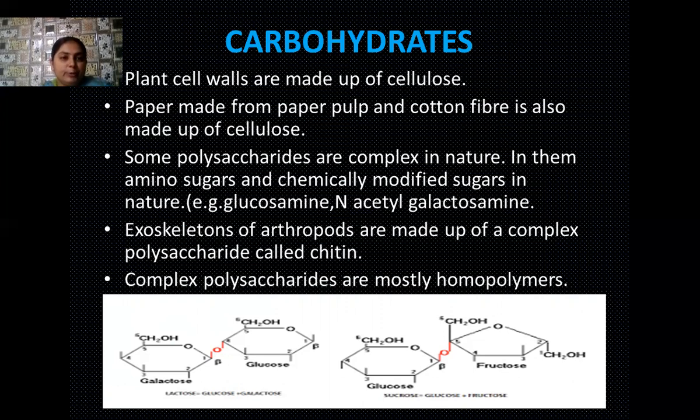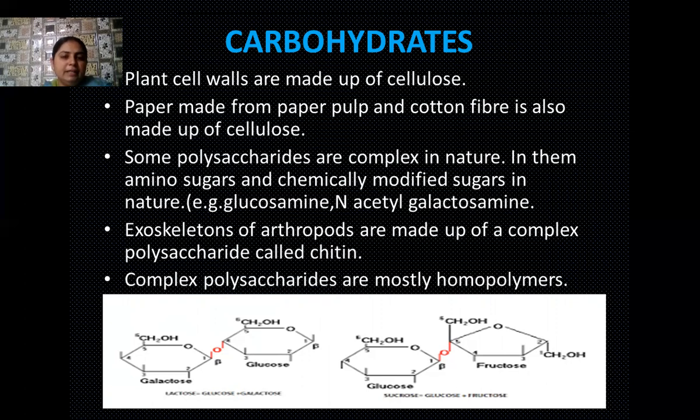Besides this, we also know that the exoskeletons of arthropoda, which are members of class Insecta, are made up of a complex carbohydrate known as chitin. One thing you have to remember about these complex carbohydrates is that they are homopolymers in nature. That means all the monomeric units which constitute these complex polysaccharides are generally identical, the same type of monomers.